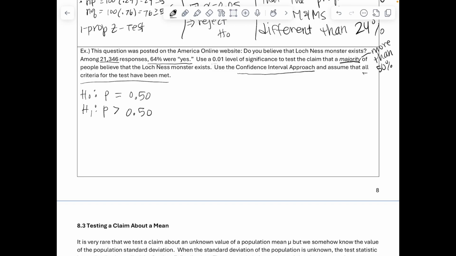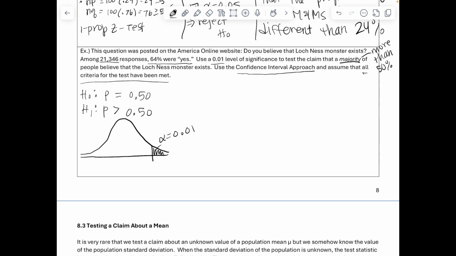It does want us to use our confidence interval approach, and so we learned about confidence intervals back in chapter 7. And one of the key things here is that when you set this up, you'll notice that this is a right-tailed test. And so that means in the right tail over here, I'm going to put my alpha, and alpha is equal to 0.01, and that was given to us.